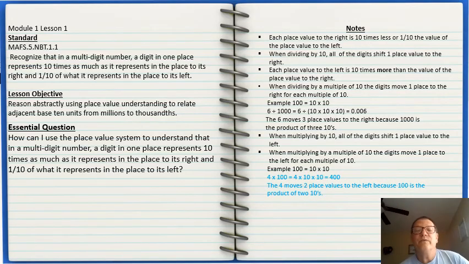All right, so there's our example. 4 times 100 equals 4 times 10 times 10, which equals 400. The 4 moves 2 place values to the left because 100 is a product of 2 tens.